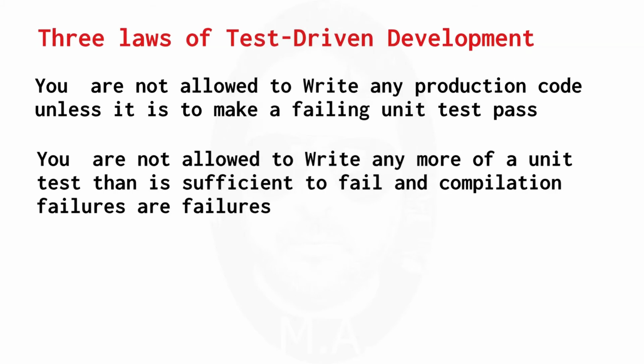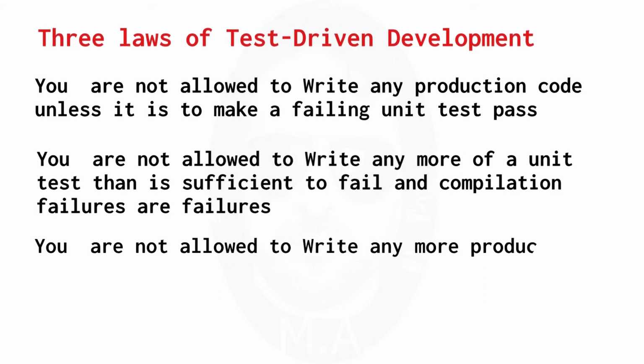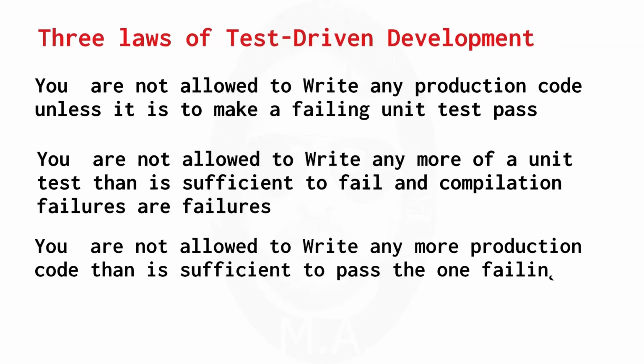As soon as the unit test code fails to compile or fails an assertion, you must stop and write production code. The third law: you are not allowed to write any more production code than is sufficient to pass the one failing unit test. You can only write the production code that makes the test compile or pass, and no more.